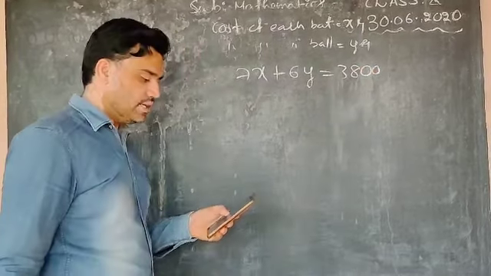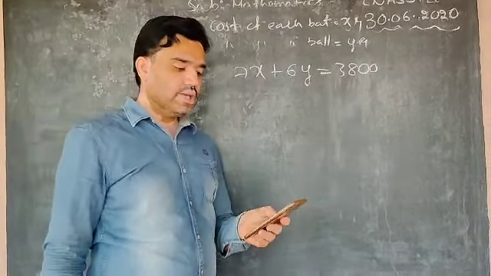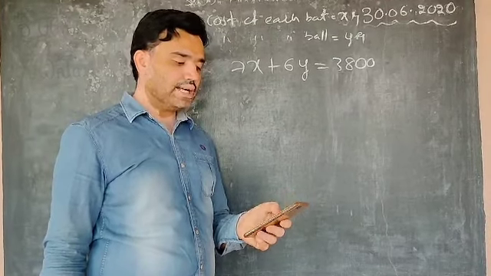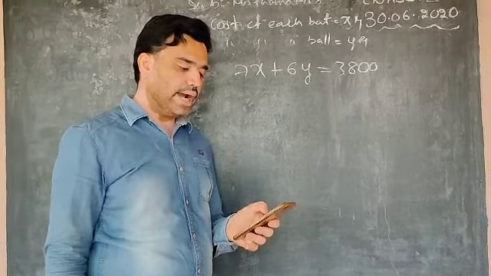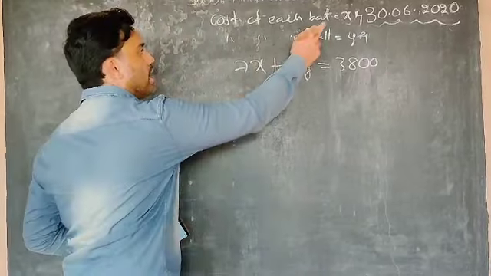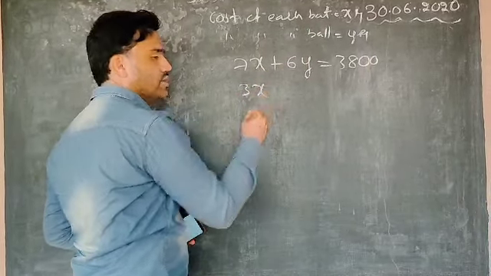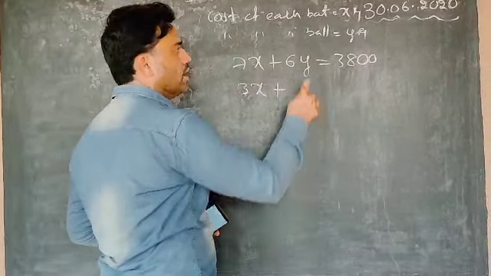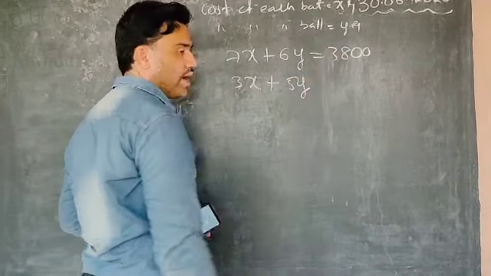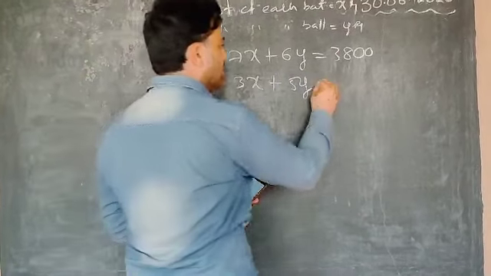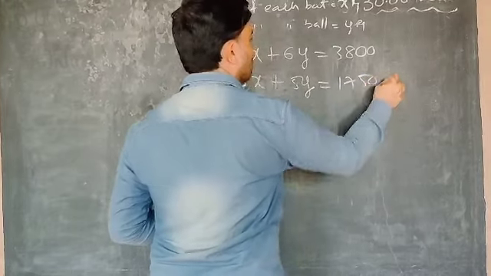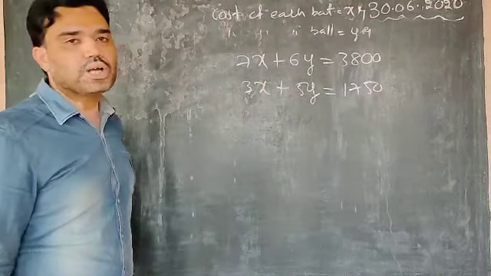Okay, now let us take the second equation. If she buys 3 bats and 5 balls: 1 bat is x rupees, 3 bats means 3x rupees. 1 ball is y rupees, so 5 balls means 5y rupees. For how much? 1750. Now solve by the substitution method.